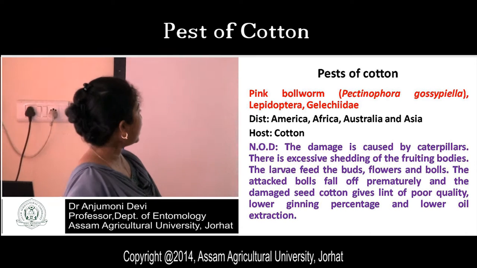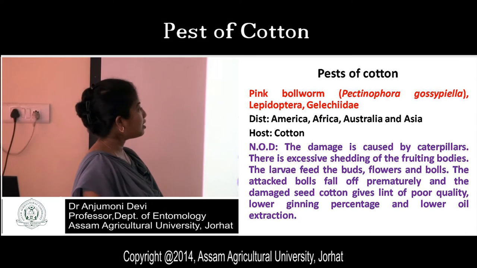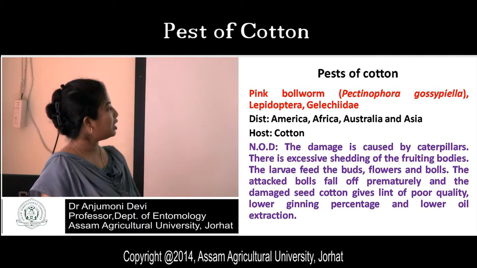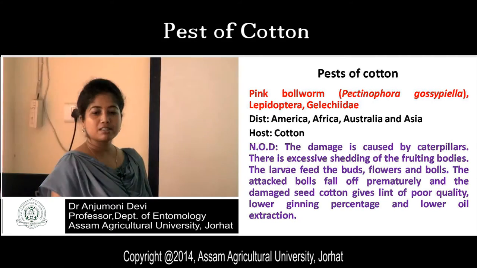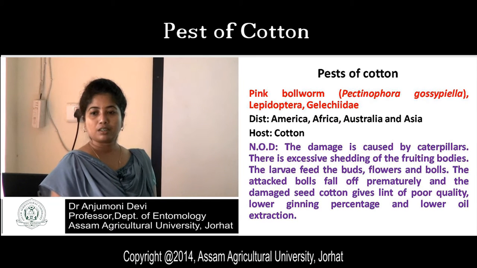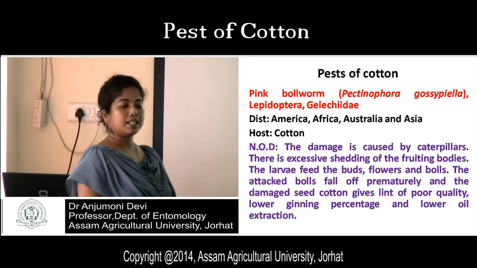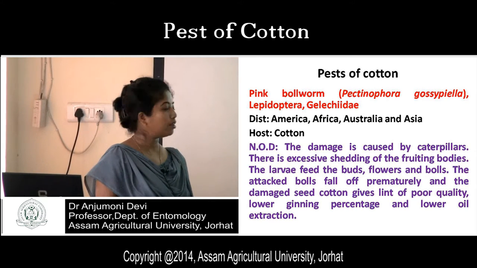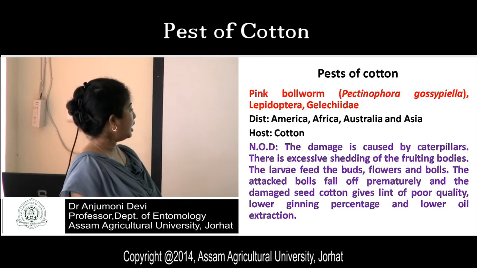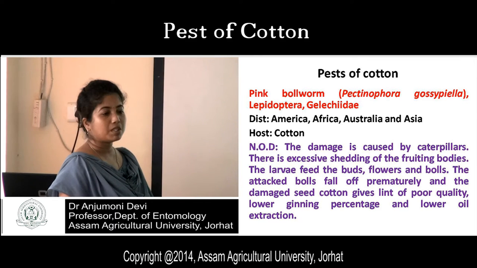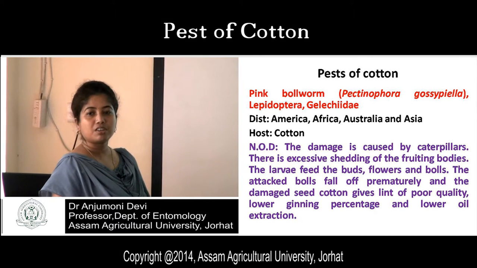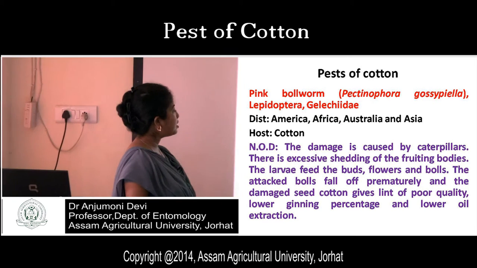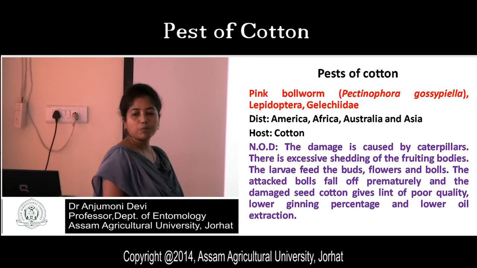Then the nature of damage. Damage is caused by caterpillars. There is excessive shedding of the fruit bodies. The larvae feed on the buds, flowers, and bolls. The attacked bolls fall off prematurely due to infestation of this pest, and the damaged seed cotton gives lint of poor quality.